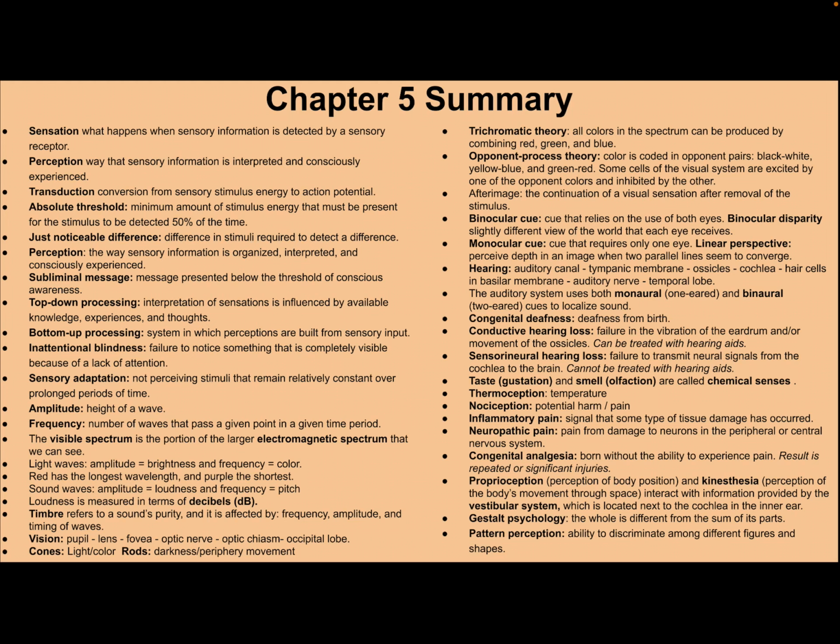Congenital deafness means that you were born deaf. Conductive hearing loss means you lose hearing due to the failure of vibration of either the eardrum or the ossicles. Conductive hearing loss is the type that can be treated with hearing aids. Sensorineural hearing loss, on the other hand, is a failure to transmit the neural signals from the cochlea to the brain. This one cannot be treated with hearing aids, but can often be treated with a cochlear implant.